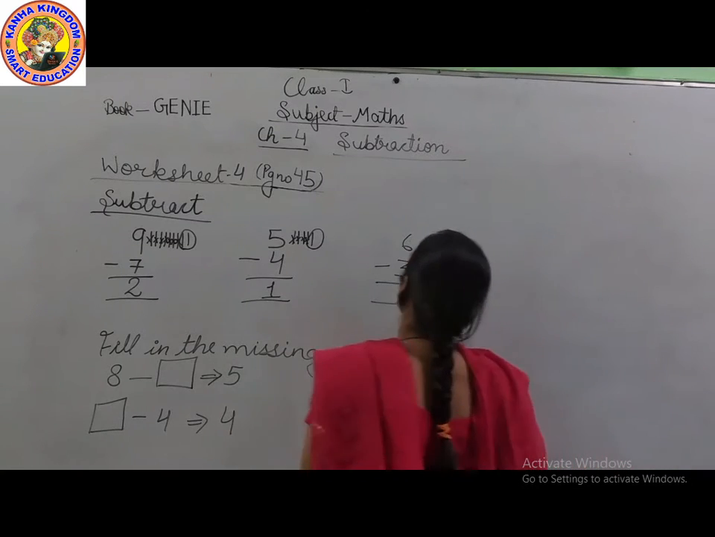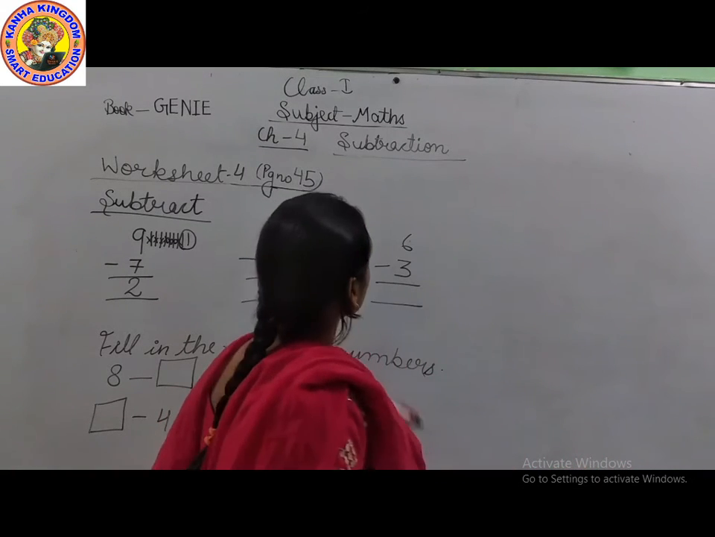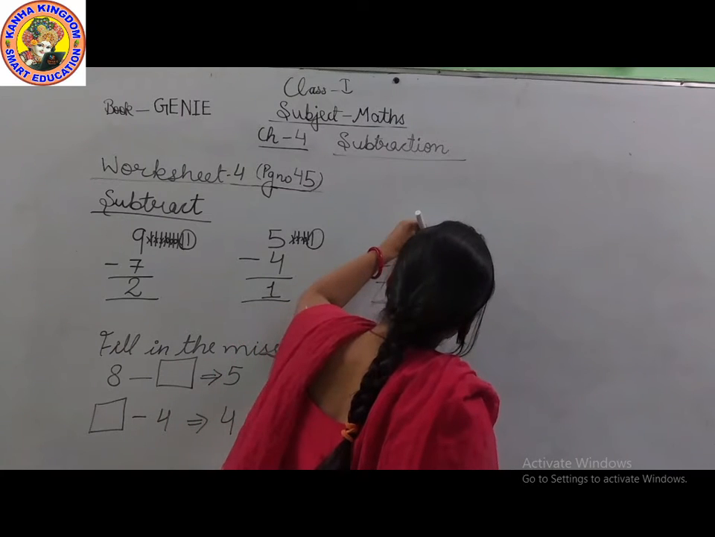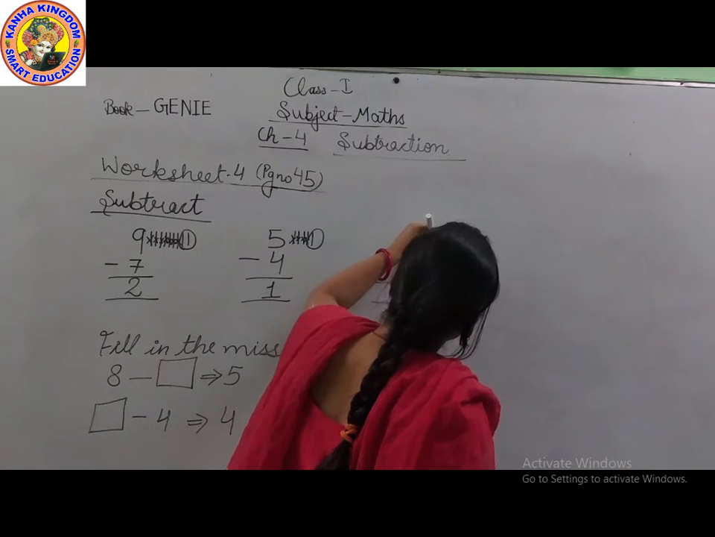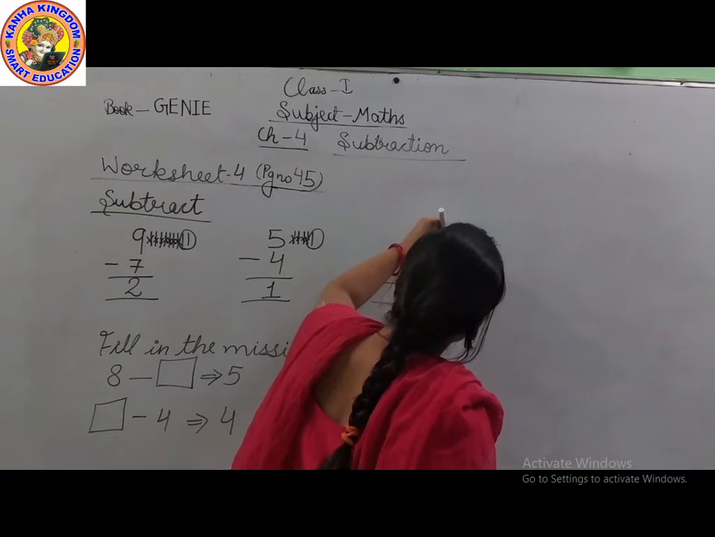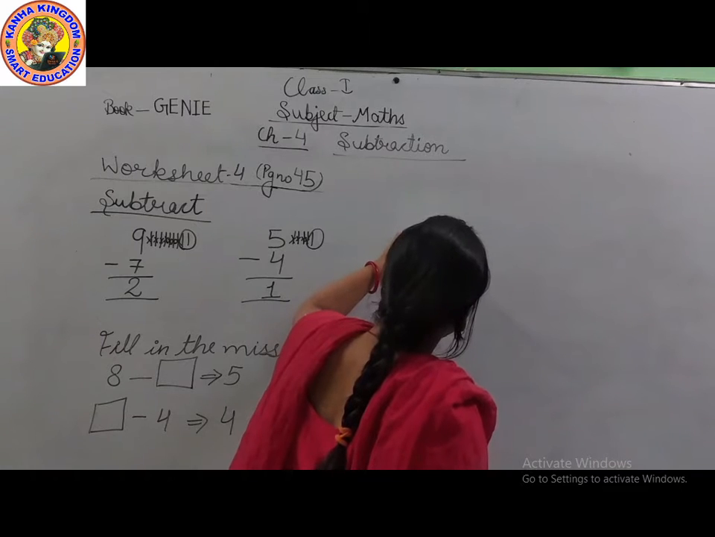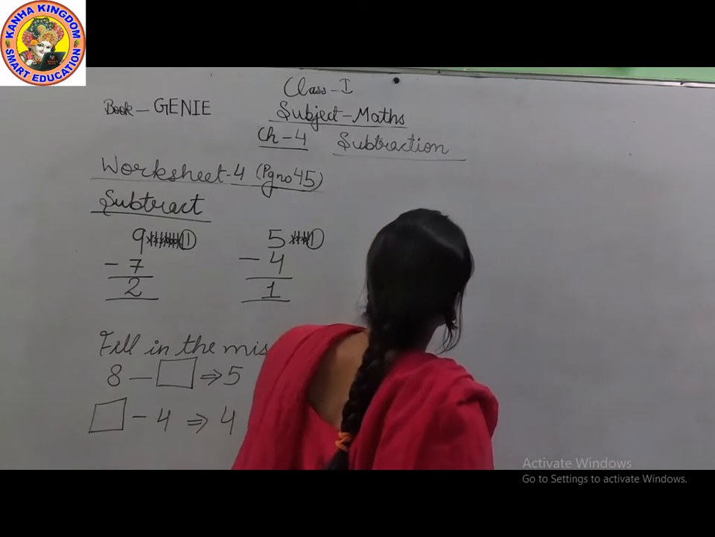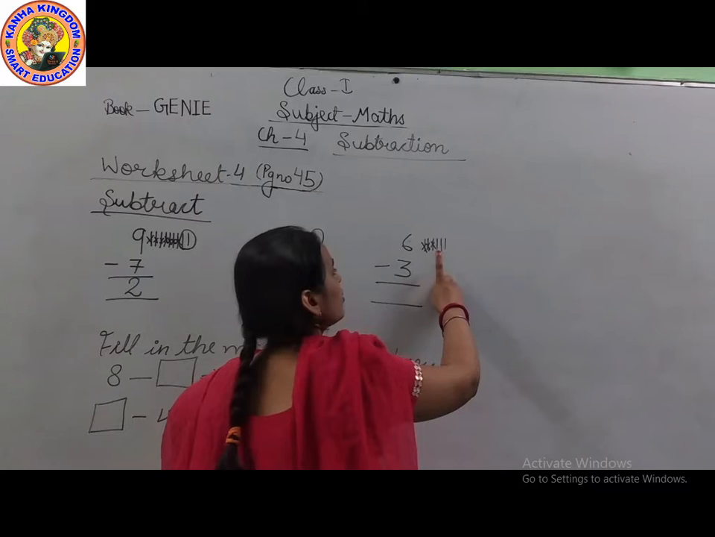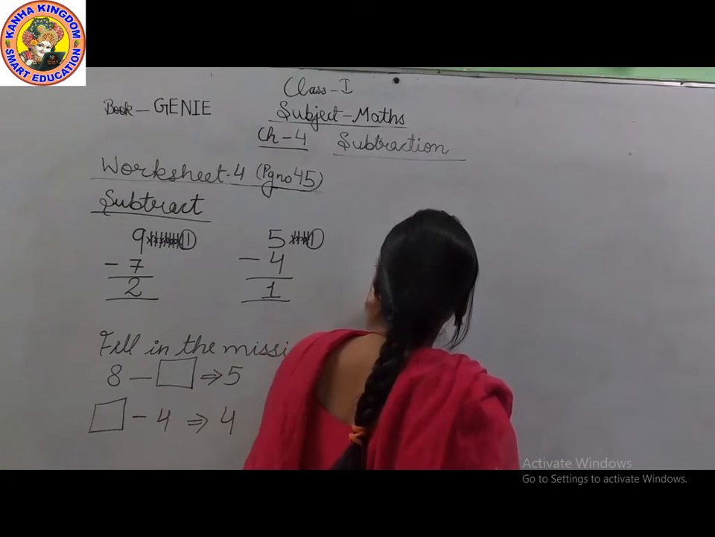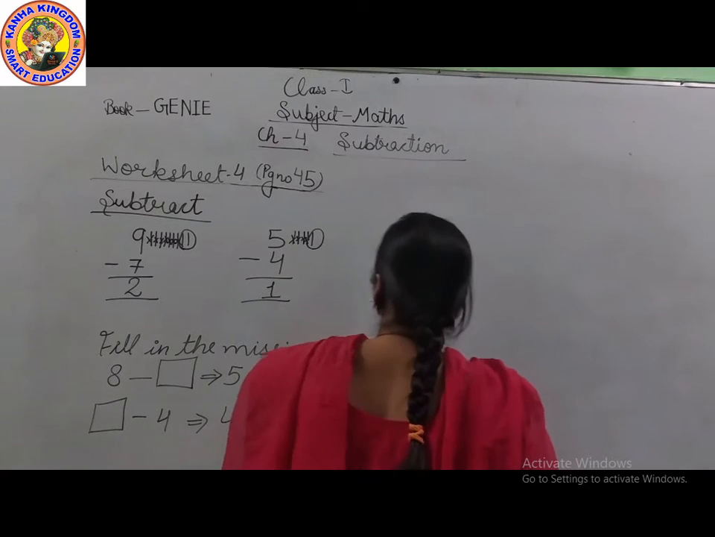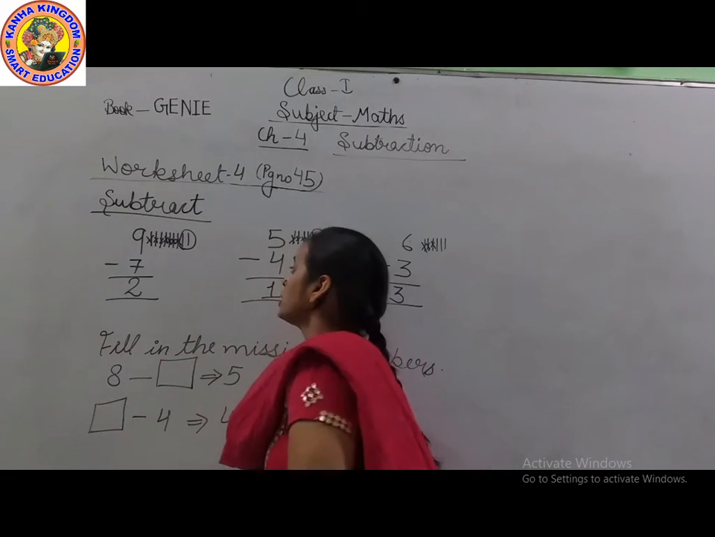Now next is 6 minus 3. So 1, 2, 3, 4, 5, 6. So we take away 3 from 6. So how many left? 1, 2, 3. So 6 minus 3 equals 3.